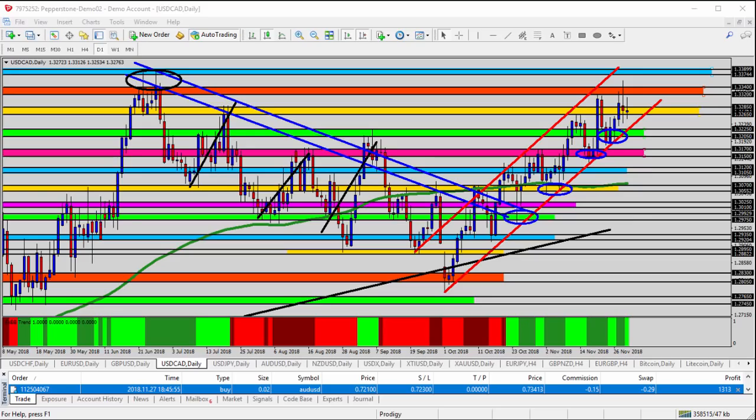Today we're looking at the USDCAD, the US dollar versus the Canadian dollar, for today's trade analysis. We're looking here at the daily time frame. There's really two major trends to look at here.